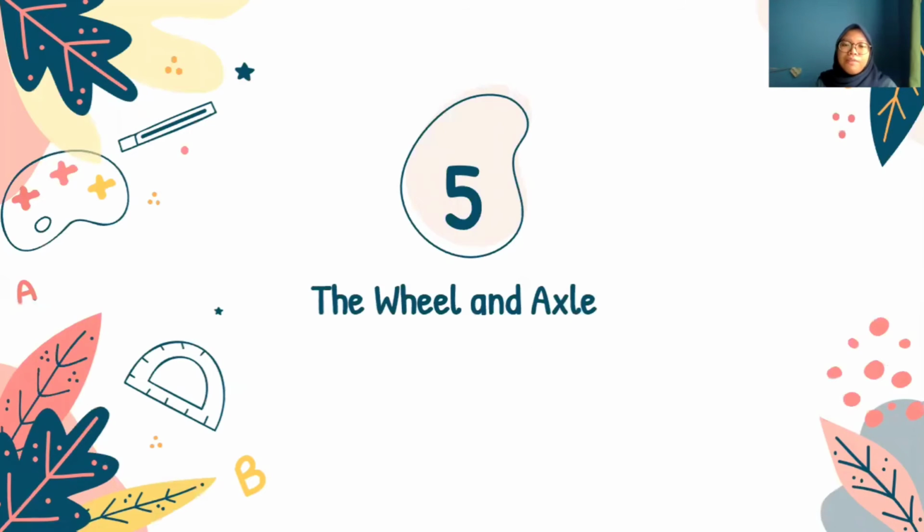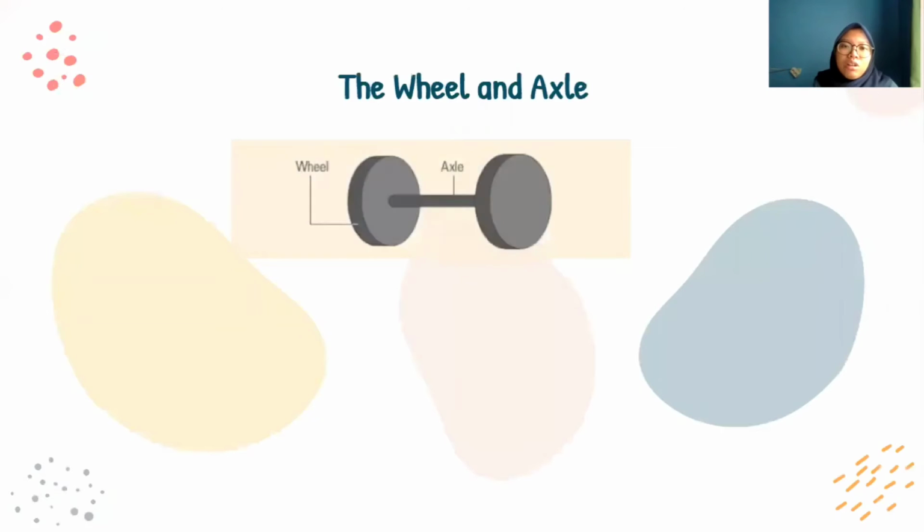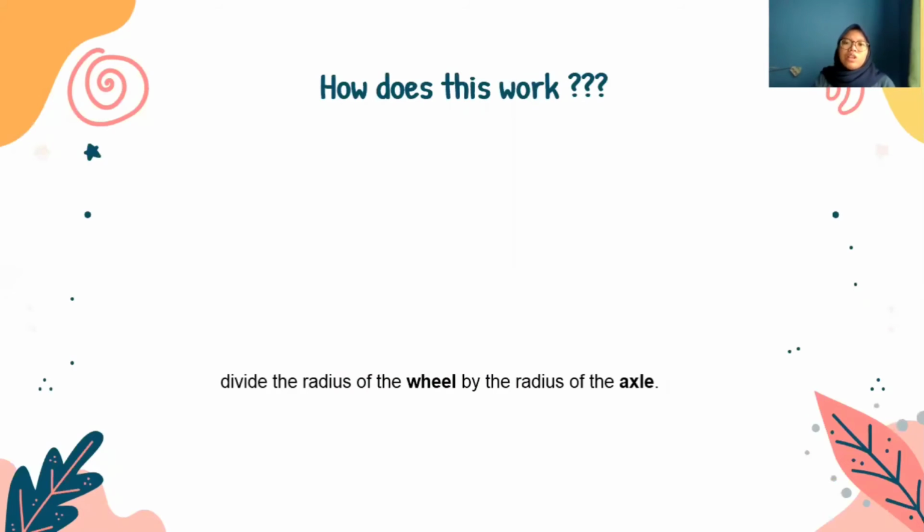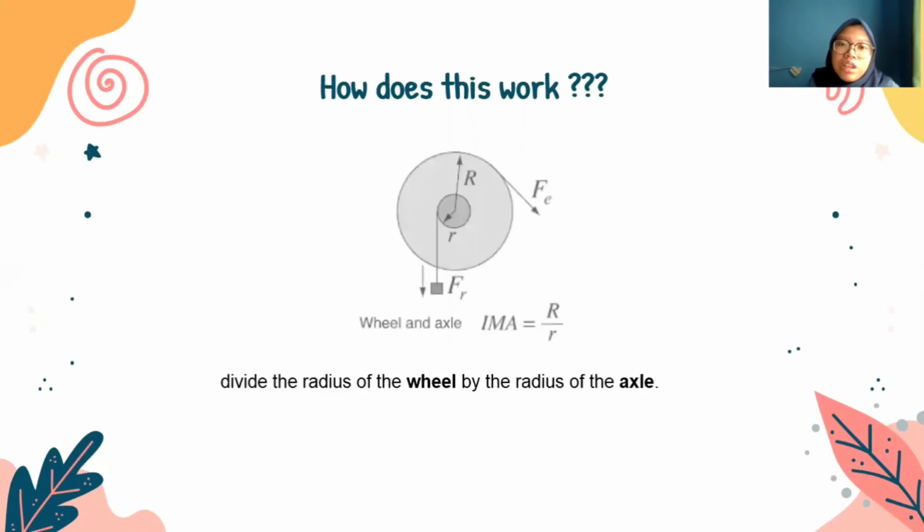And we have the wheel and axle. This is a machine consisting of a wheel attached to a smaller axle so that these two parts rotate together, in which a force is transferred from one to the other. Examples are the knob, a screwdriver, a water wheel, and the steering wheel of an automobile. So how does this work? We can calculate the ideal mechanical advantage by dividing the radius of the wheel by the radius of the axle.